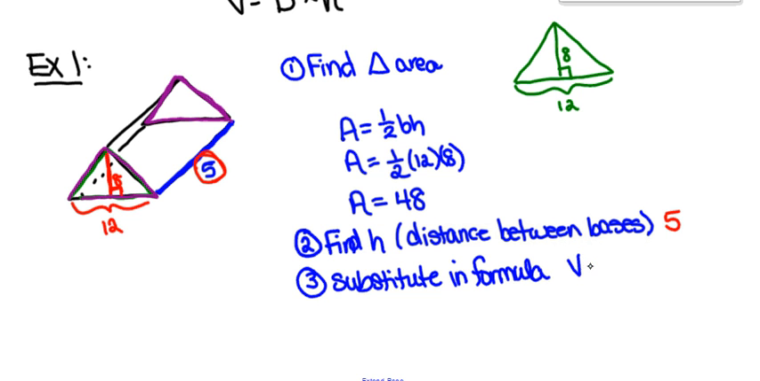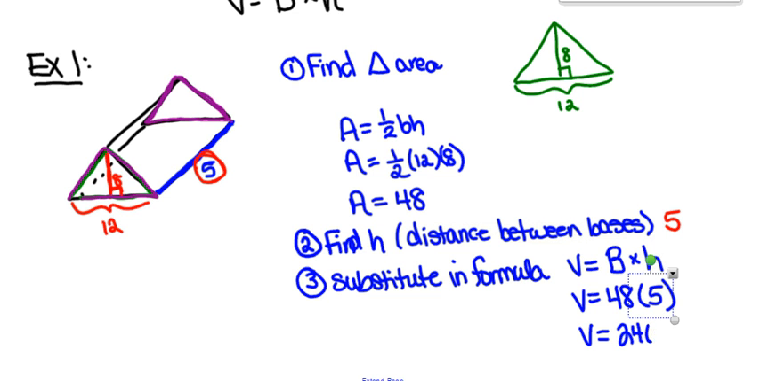So the formula says volume is equal to area of the base, big B, times height. Well, area of the base we decided is 48. Height we decided is 5. And when I multiply the 48 times the 5, I end up with 240.